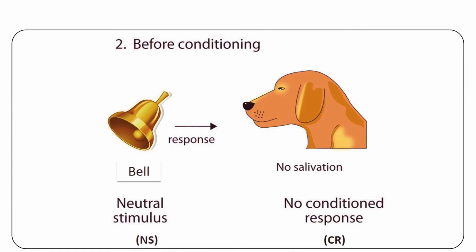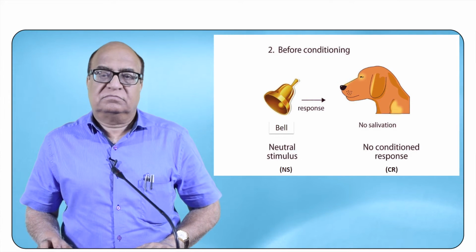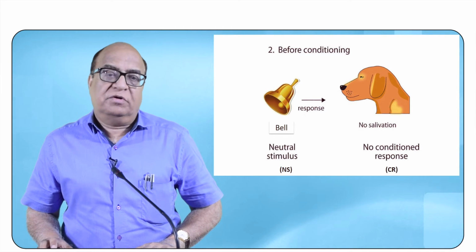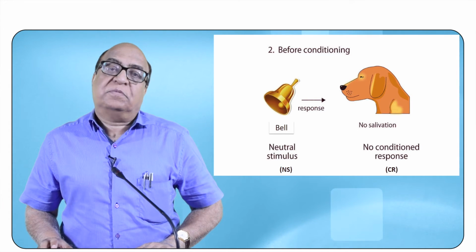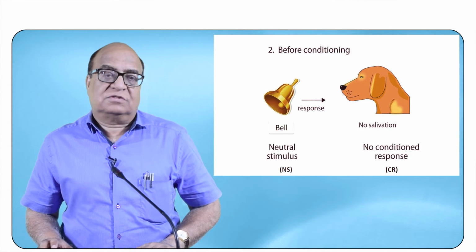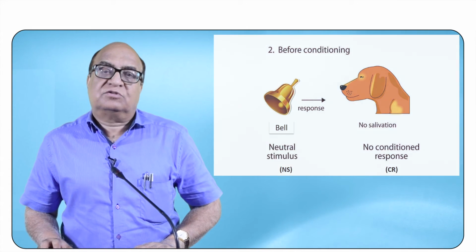This stage also involves another stimulus which has no effect on a person or animal and is called the neutral stimulus, that is NS, which is the bell. The neutral stimulus could be a person, object, sound, etc. The neutral stimulus does not produce a response until it is paired with the unconditioned stimulus.